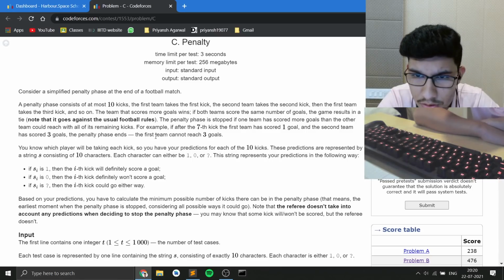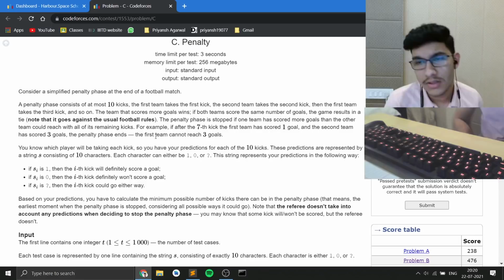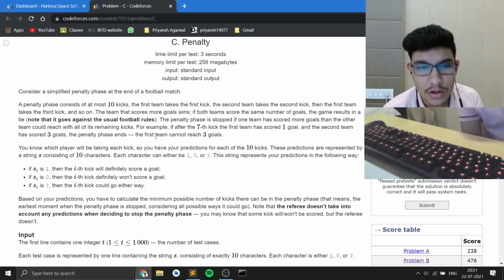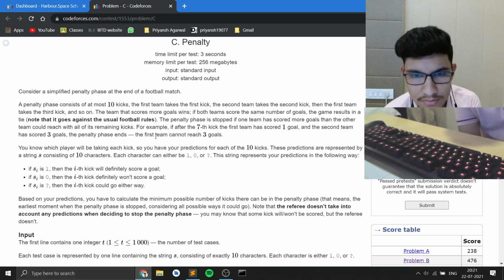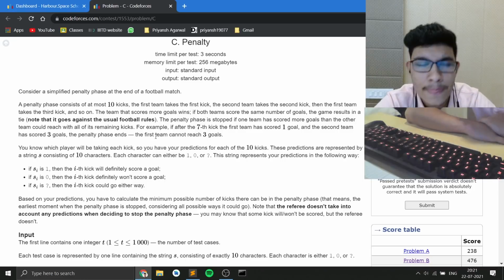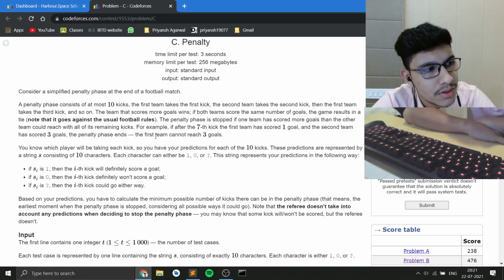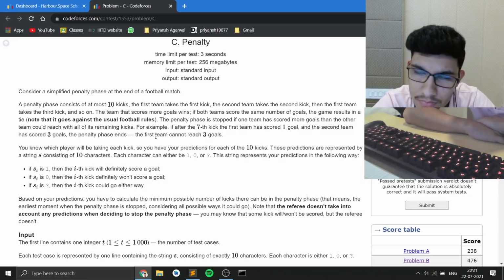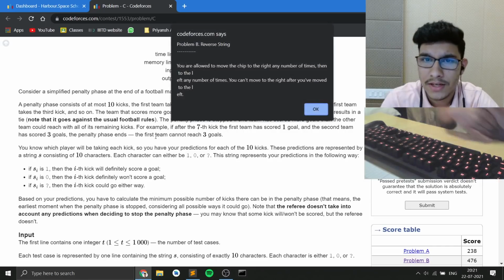The penalty phase is stopped if one team has scored more goals than the other team could reach with all of its remaining kicks, right? For example, if after the 7th kick the first team has scored 1 goal and the second team has scored 3 goals already, so yeah, you cannot catch up because you only have 1 kick remaining, right?